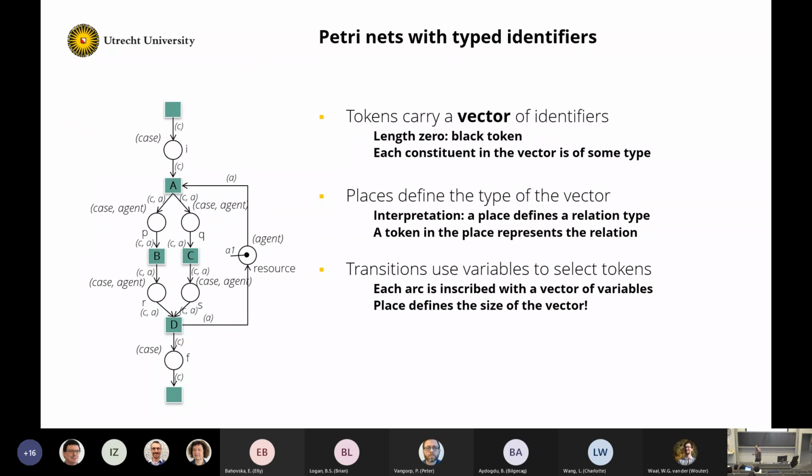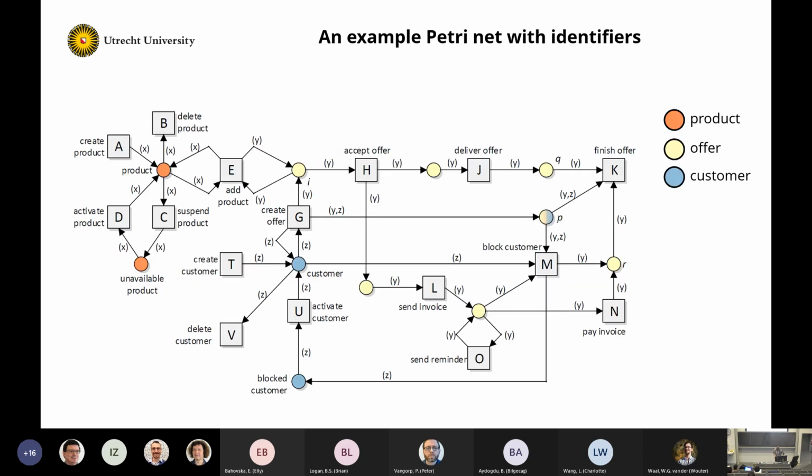So I just take the identifier of the one, of the other, I combine them in a combined token containing both of them, and with D I release them. So the C continues for the case, and the A goes back here to the resource. Yeah, so this way we can start modeling again, and we have all these identifiers, and it all looks beautiful. But then you get a model like this.